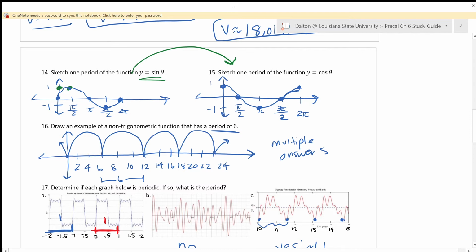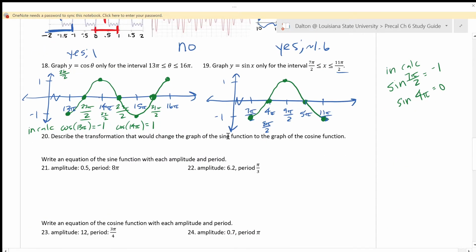So the answer, the quickest answer, I'll say, is if we were to phase shift. Remember, that's just a fancy word for a horizontal translation. So if we phase shift to the left by pi over 2, okay, that's the easiest answer.